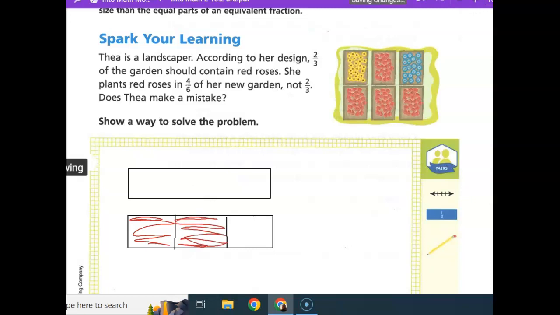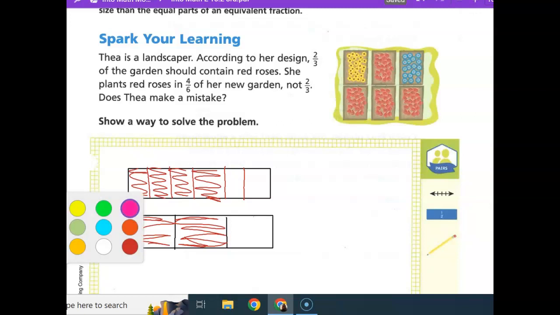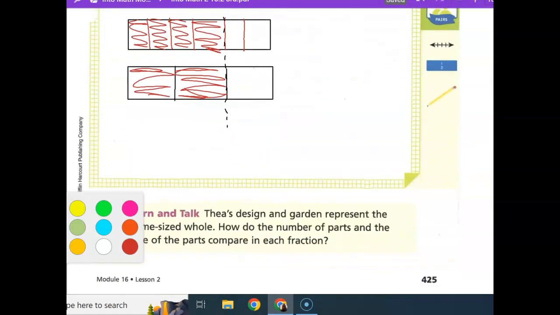Then we're going to divide this one into 6. And remember, to get 6, we can start with thirds and then divide all our thirds in half. She planted 4/6, so we're going to shade in 4/6. What do you notice about the 4/6 and the 2/3? They are the same, so they are equivalent.